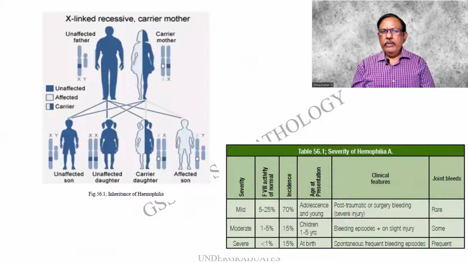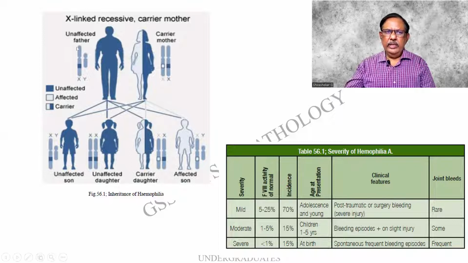The next question will be hemophilia. Hemophilia is an X-linked disorder. This is the mode of inheritance. So there is the father who is unaffected, mother who is the carrier. And then they have got children. I find that the one son is unaffected, whereas another son is totally affected.